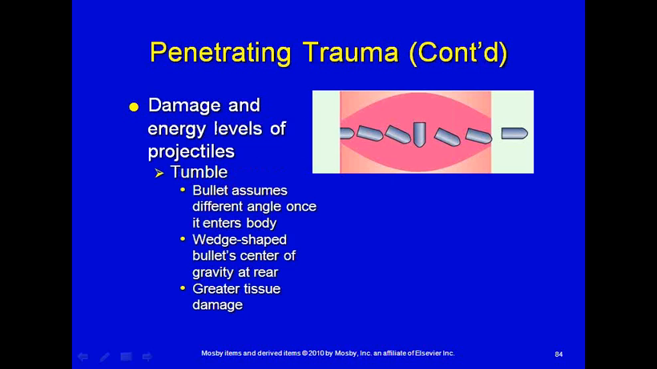Tumble refers to whether or not the bullet stays on a straight and narrow path, or whether it tumbles through the air, and as it tumbles, depending on the profile when it strikes the tissue. If the bullet goes straight in and remains on a straight path, then the energy is restricted to that path. But if the bullet changes direction inside the body, as illustrated here, then the cavity is going to increase as the projectile stands upright here.